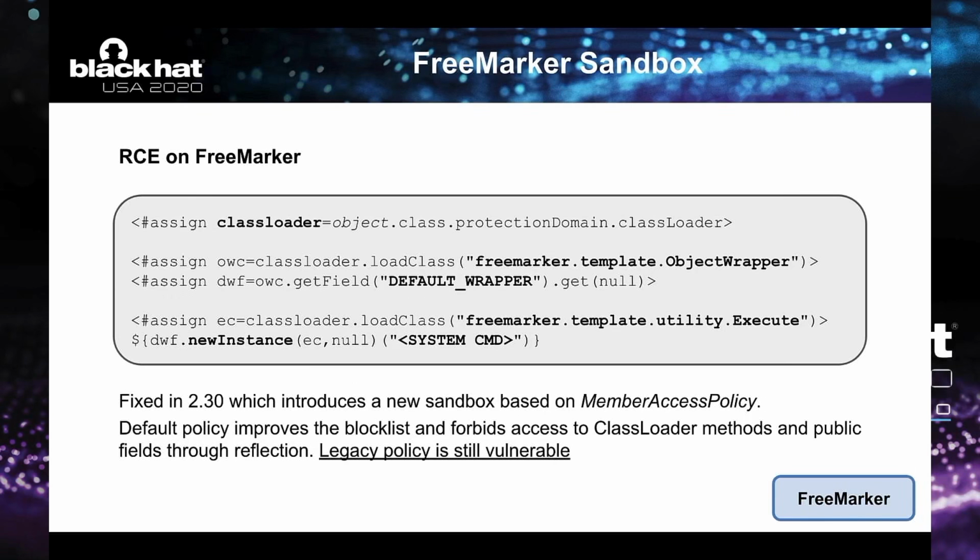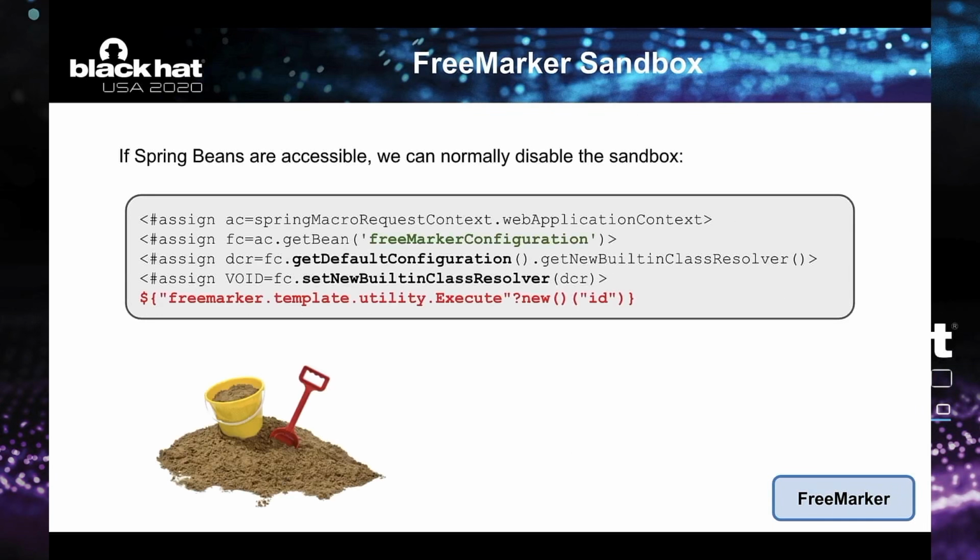In this case, to keep the bypass self-contained in FreeMarker libraries, we are using the Execute class, which will allow us to invoke arbitrary system commands. So this was fixed in FreeMarker 2.3.30 back in March, and it's still vulnerable if the legacy access policy is configured, but that's not the default.